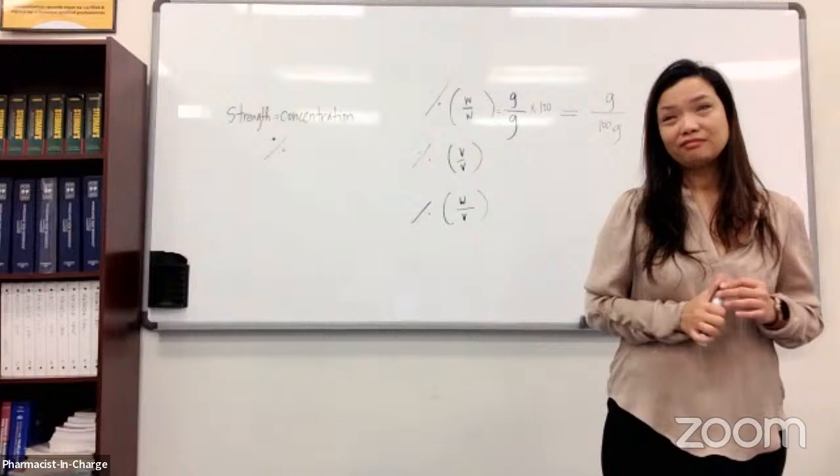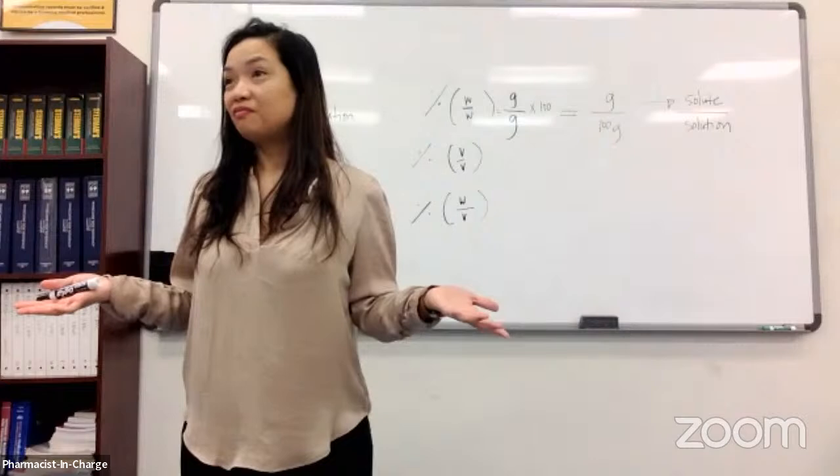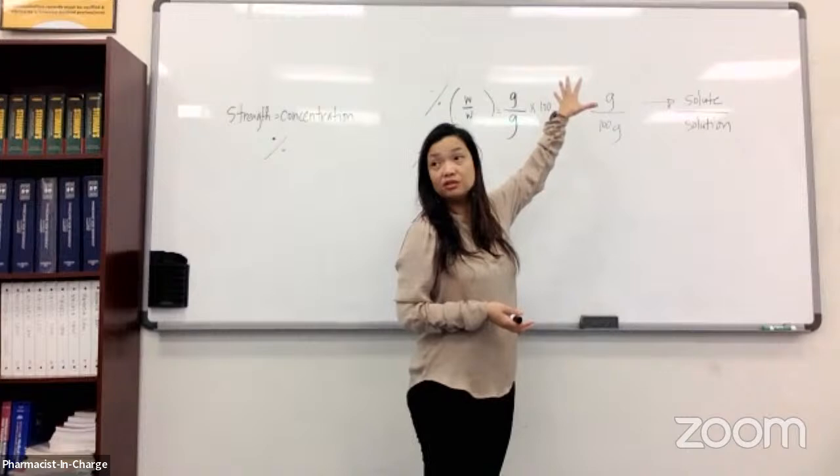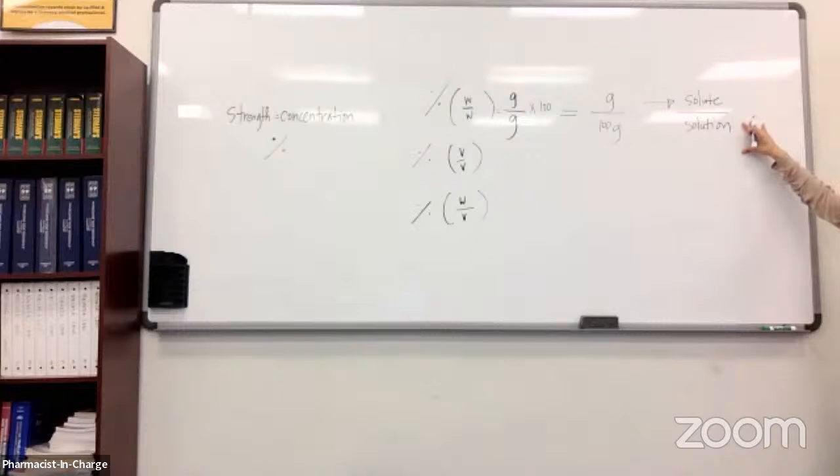Okay. So now you can picture you're making an ointment, there's a powder active ingredient, and there's your base in solid form as well. That's why the percentage weight over weight comes into play. Can you follow? Okay. So solute over total. You have to remember as well that solute is your active ingredient and the total is the total amount or volume of your solution or your mixture or your compound. Follow?